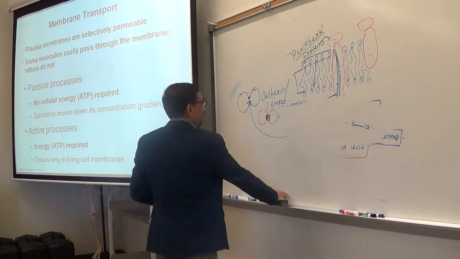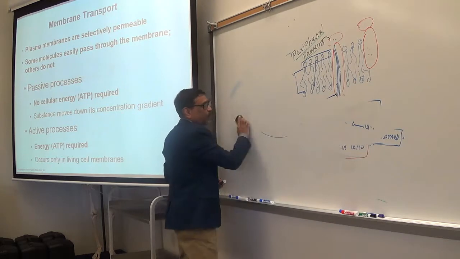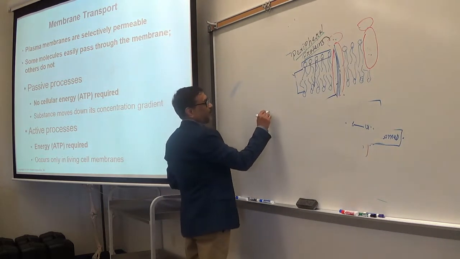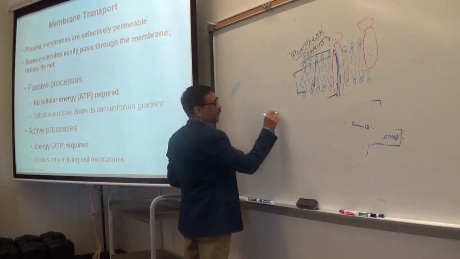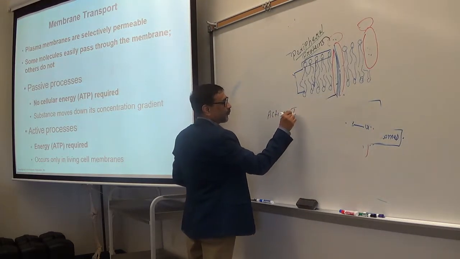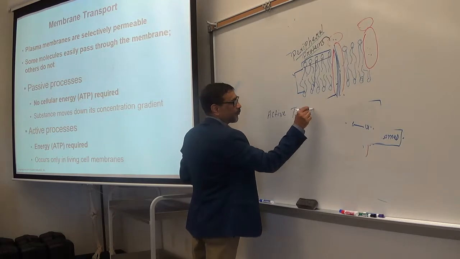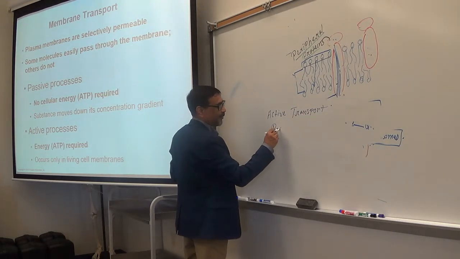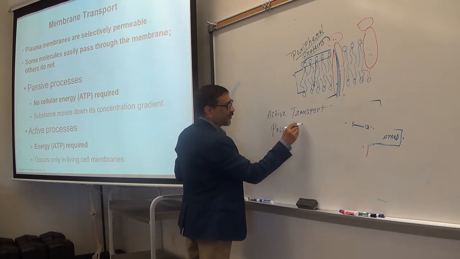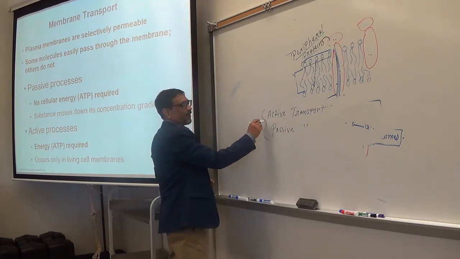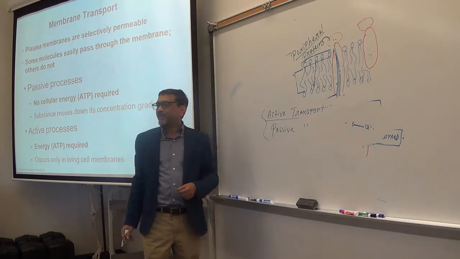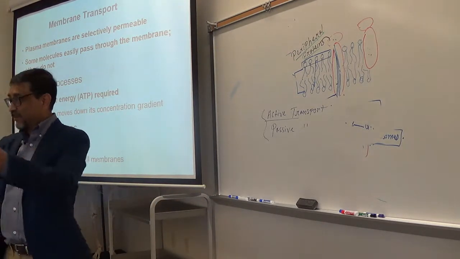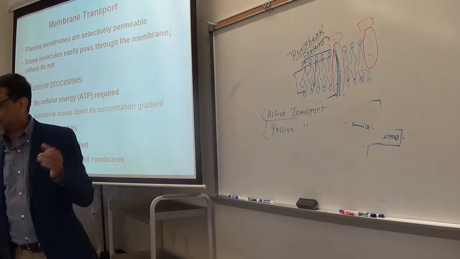And through the cell membrane, the chemicals pass in two ways. Two methods or processes. One is called active transport. And another is called what? Passive transport. Which one requires energy? Active, right? Passive doesn't.